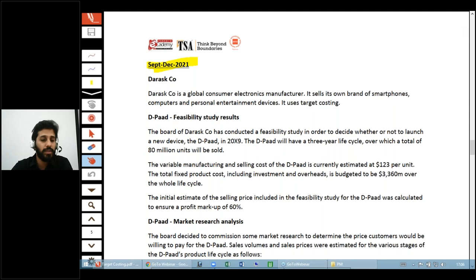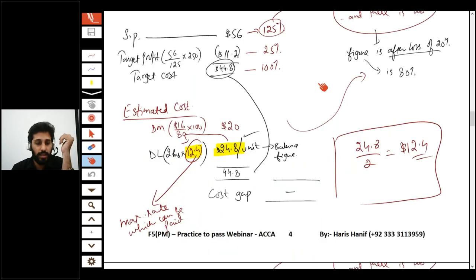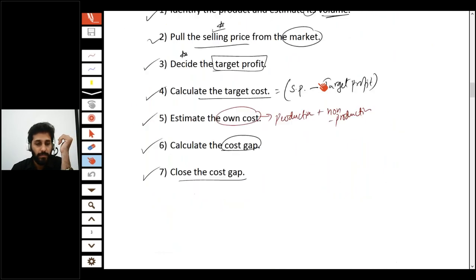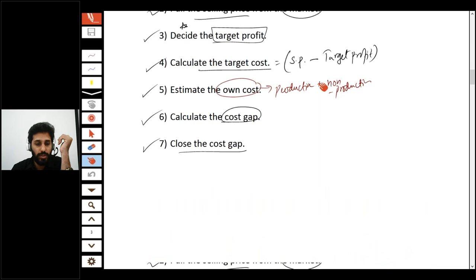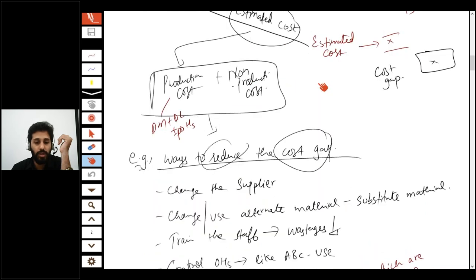Now, what is target costing? We had discussed that target costing is that you pull up the selling price from the market, then you deduct your target profit to calculate the target cost, and then the cost gap and all that stuff. And simultaneously, you should focus on the fact that there are many ways to reduce the cost gap.